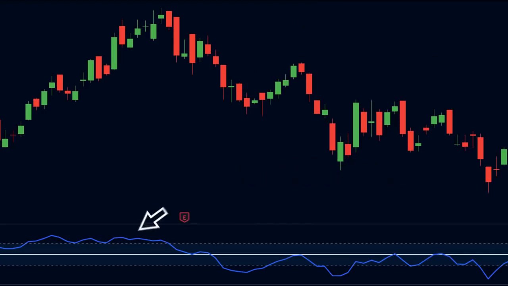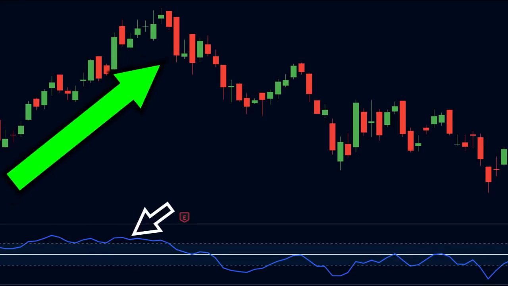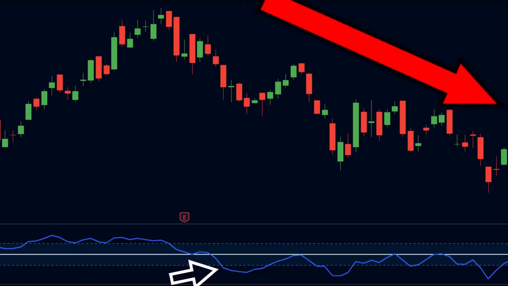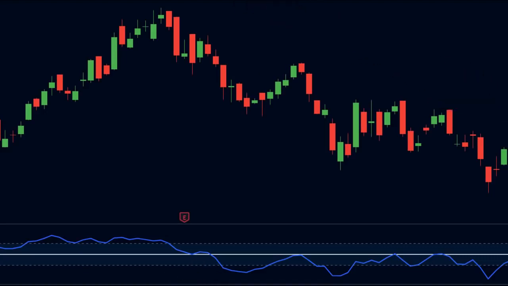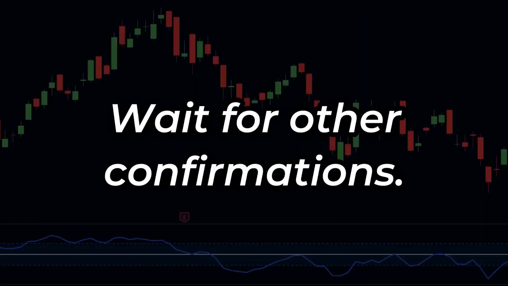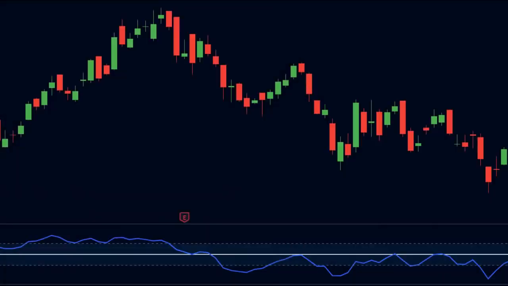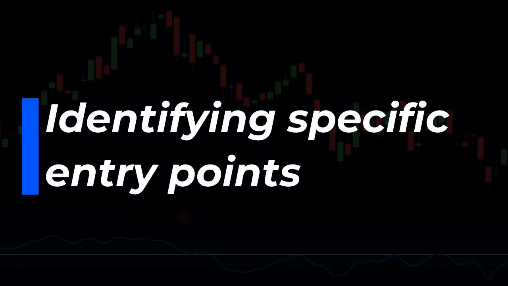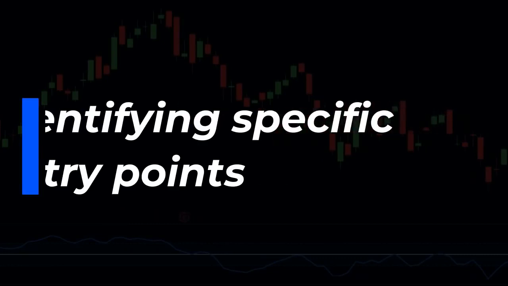When the CCI has sustained and is trading above the zero line, this shows us that the price is in an uptrend. Similarly, when the CCI has sustained and is trading below the zero line, this indicates the price is in a downtrend. Remember, we will not simply enter when we get a signal for an uptrend or downtrend. We want to wait for other confirmations to enter. Now let's understand how to identify specific entry points to enter in an uptrend.